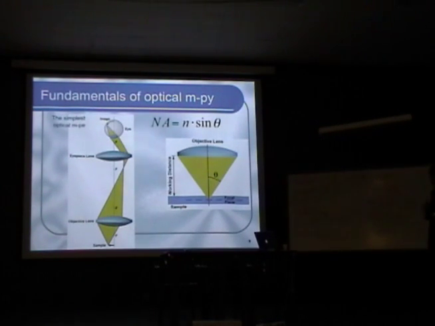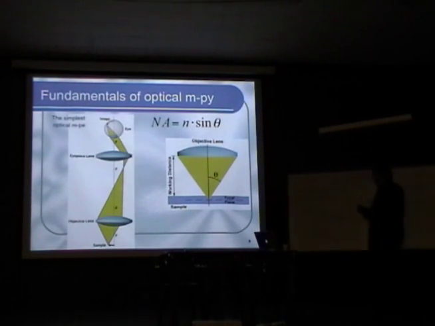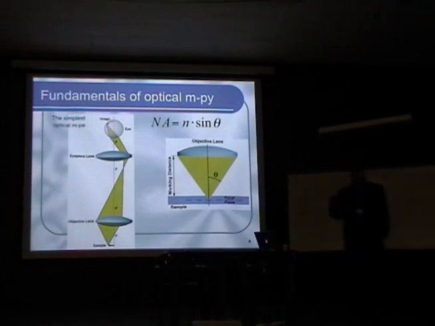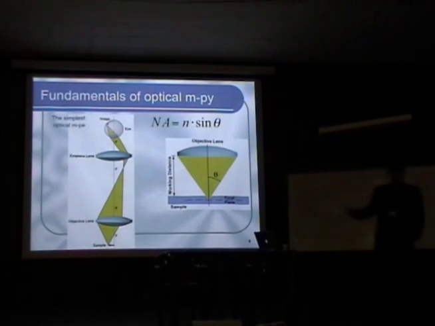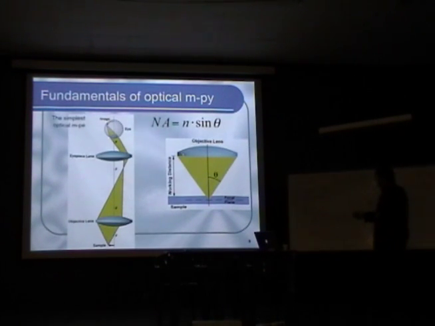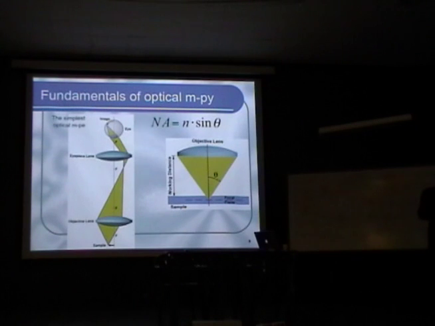But this very simple, the simplest of all microscopes allows us to introduce some basic concepts that are important from the standpoint of imaging when we use any type of imaging technique, whether it's confocal microscopy, nonlinear optical microscopy, or some other type of imaging. So one of those important parameters is the so-called numerical aperture.